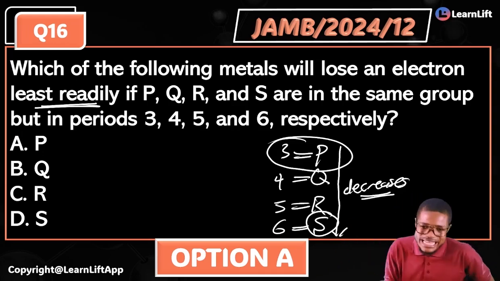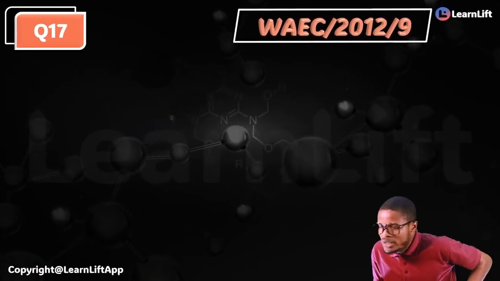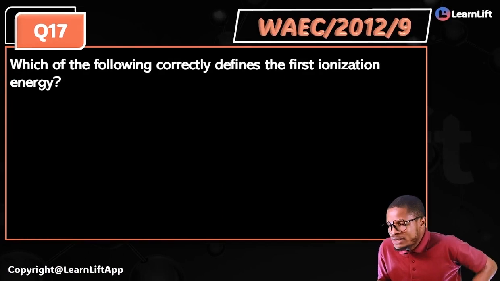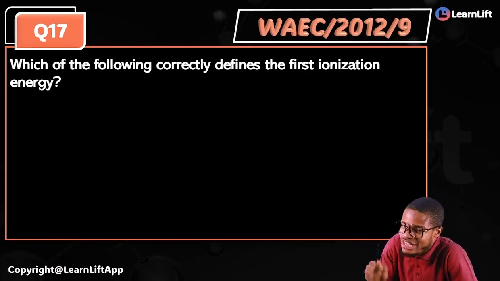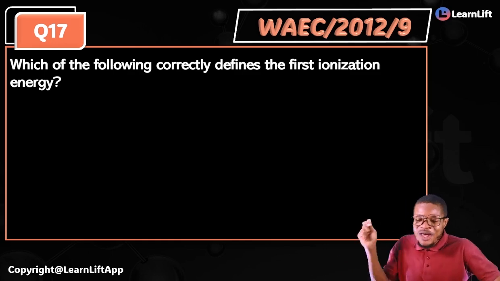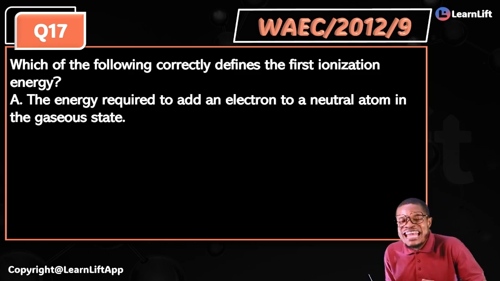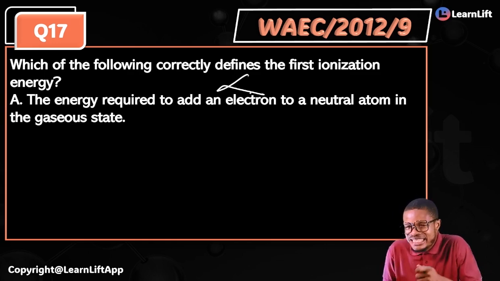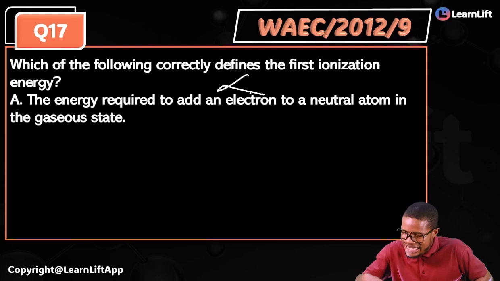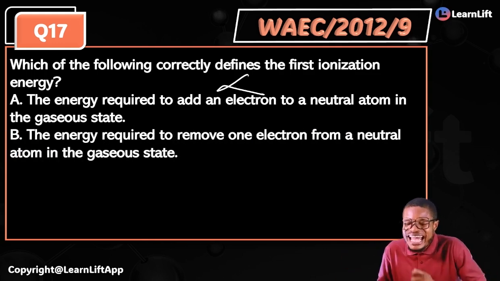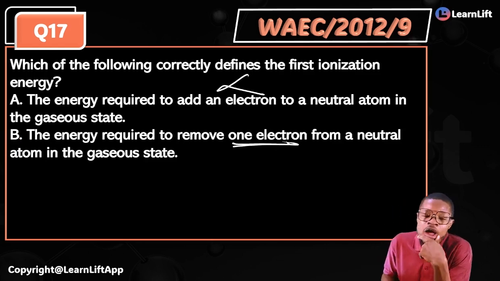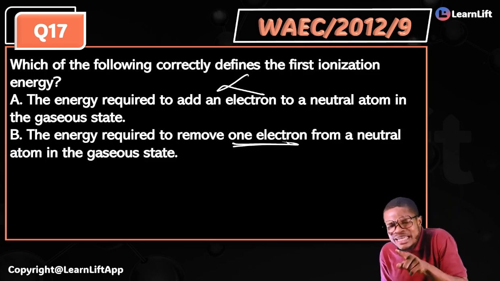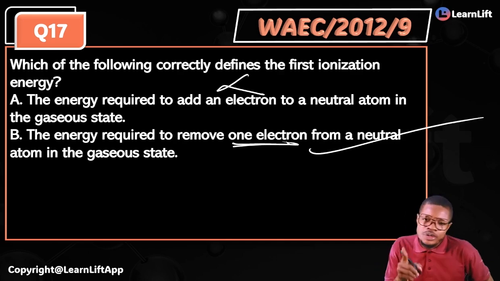WAEC 2012 question 9. The question says, which of the following correctly defines the first ionization energy? Option A says it is the energy required to add an electron. That's wrong. It is the energy to remove an electron, not to add an electron. Option B says it is the energy required to remove one electron from a neutral atom in the gaseous state. Correct.